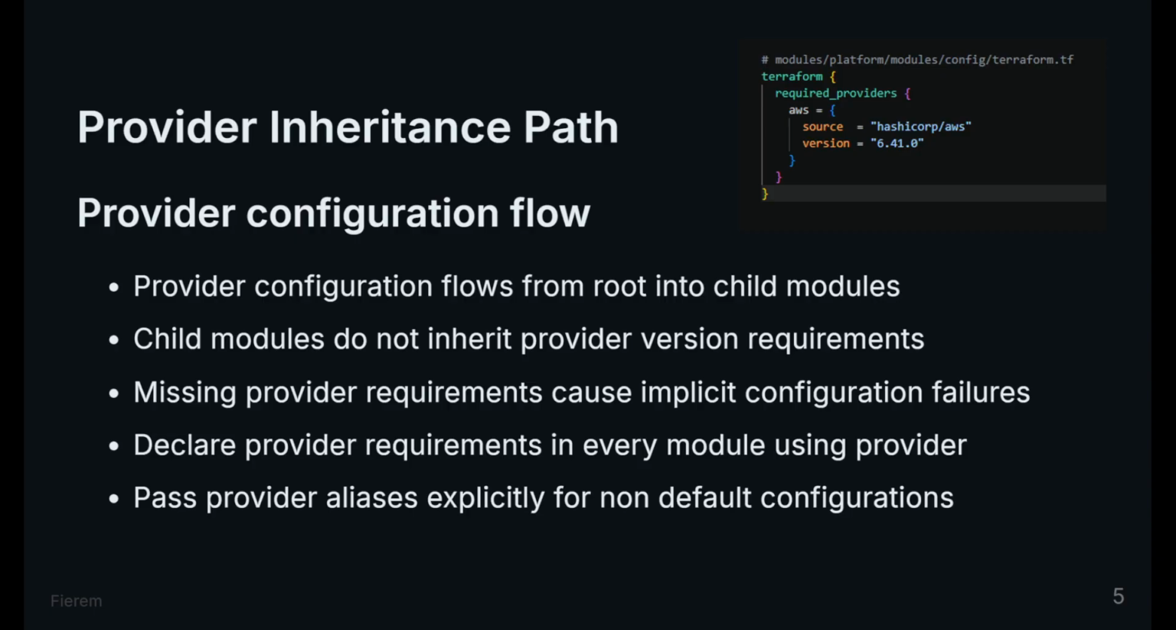On a submarine, a compartment boundary only works if every cable, pipe, and valve crossing that boundary is documented and intentional. An undocumented cross-connection defeats the boundary during casualty response. Nested modules fail the same way. A hidden provider assumption looks harmless until a region, account, or alias changes, and then the wrong infrastructure is planned from the wrong trust boundary.